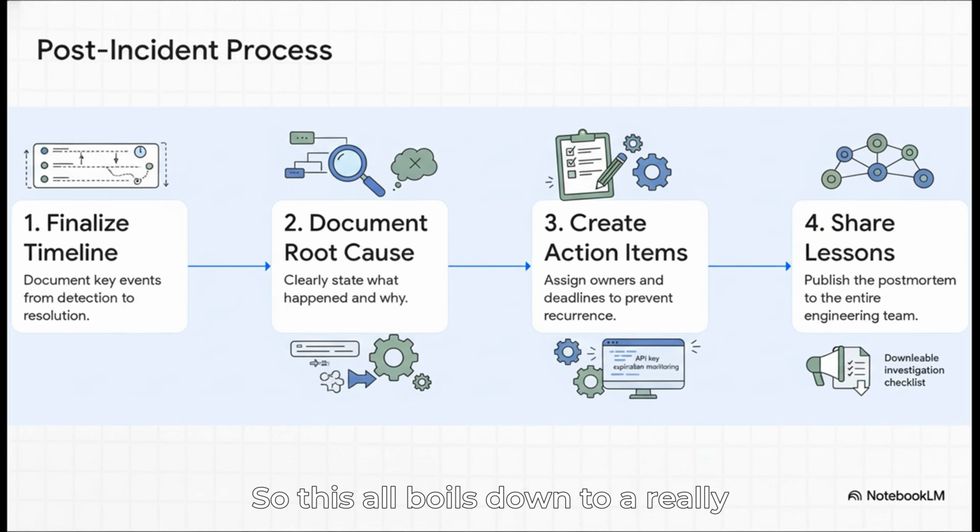So this all boils down to a really simple, repeatable process for closing that loop. First, you finalize the timeline of events. Then, you clearly document the root cause. Next, you create concrete action items, like, say, adding automated monitoring for API key expiration, and you assign them to people. And finally, you share what you learned with everybody.